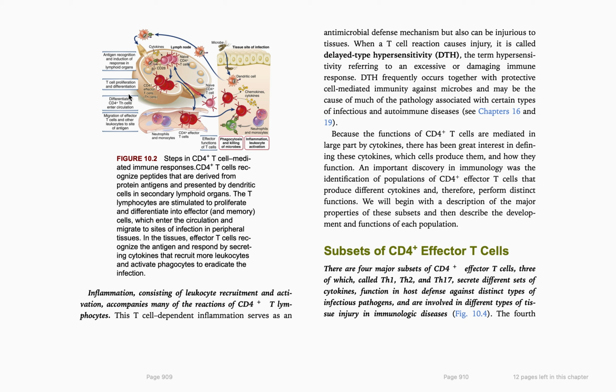So T cell proliferation, differentiation, differentiated CD4 T helper cells enter the circulation. Migration of effector T cells and other leukocytes to the site of infection. So if it enters any, there will be migration, and some of them, these which have been prepared, the T cells, they will go directly to the place where this infection was happening. So this is the site of infection.